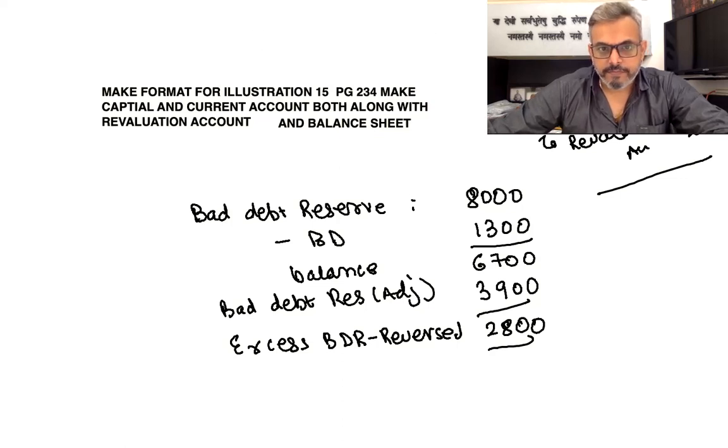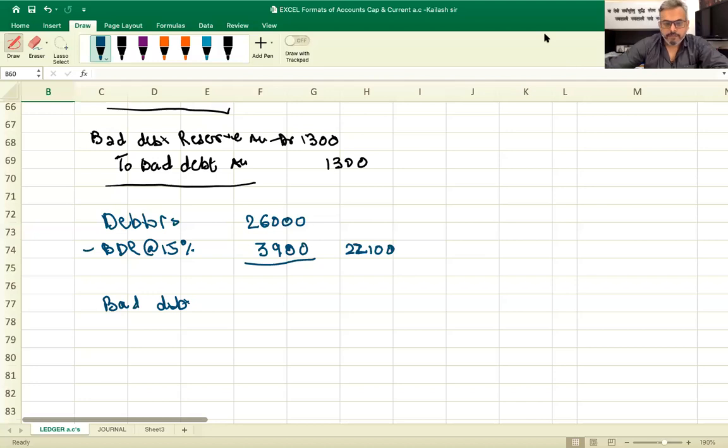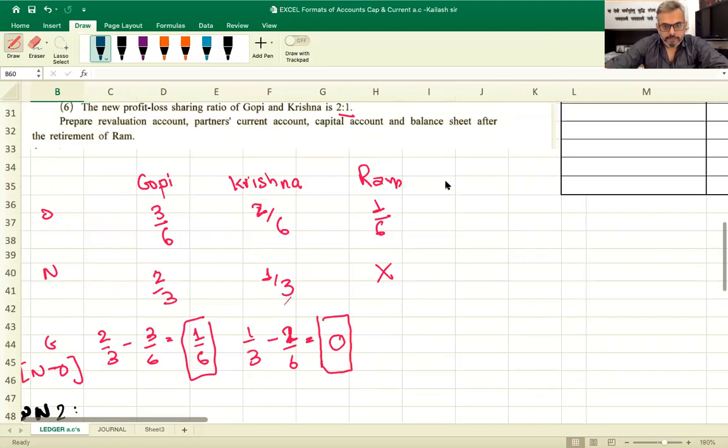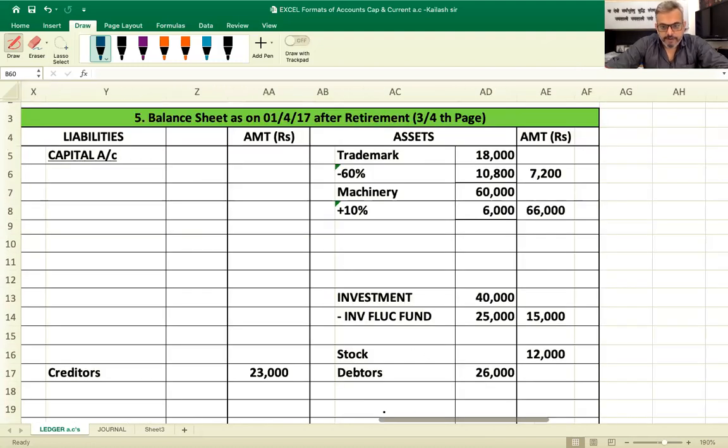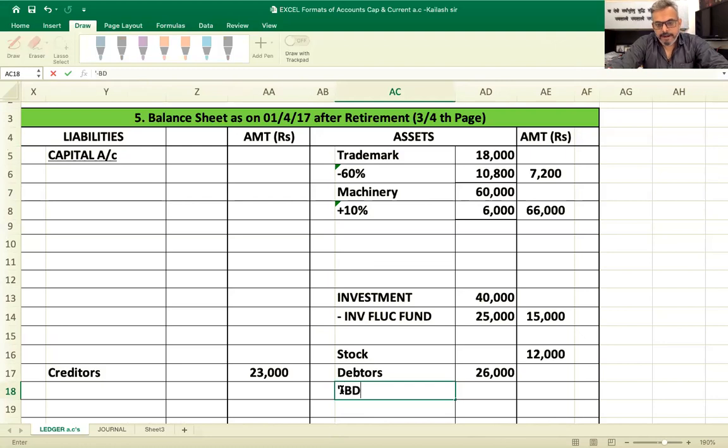Please write the entries. Now let's go back to debtors. So debtors 26,000 minus bad debt reserve at the rate 15%, 3,900, gives 22,100. So debtors done, bad debt reserve done.